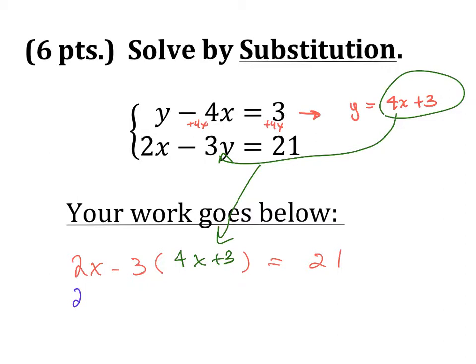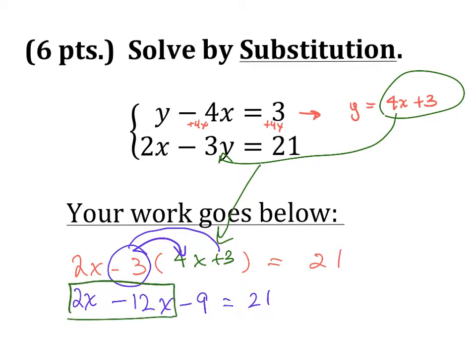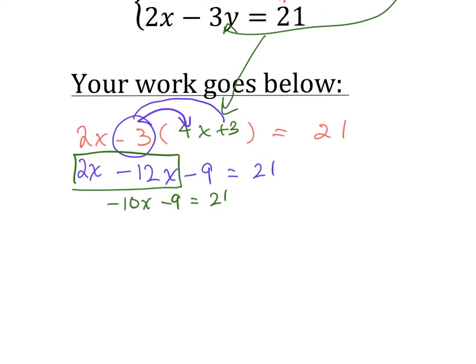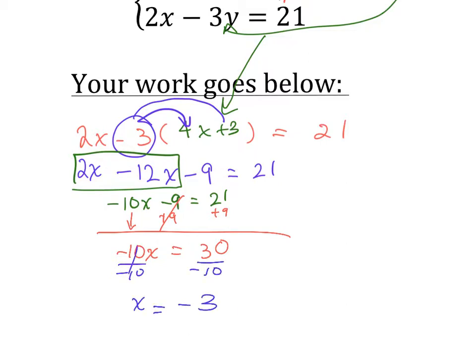Remember to distribute properly. Always take the sign in front. Negative 3 times 4x is negative 12x, negative 3 times positive 3 is negative 9. That's equal to 21. Combine like terms. 2x minus 12x is negative 10x minus 9 equals 21. Now, add 9 to both sides. Negative 10x is equal to 30. Divide by negative 10, and you get that x is equal to negative 3.